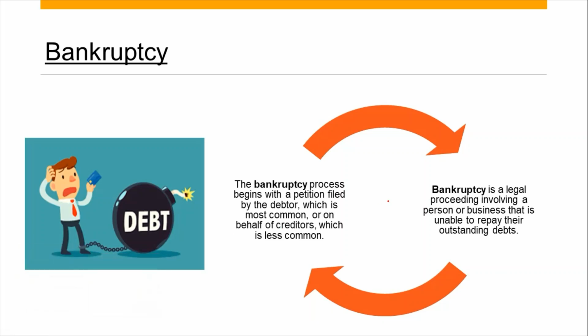So bankruptcy is a legal proceeding which involves a person or business that is unable to repay its outstanding debts. Of course, we'll talk in terms of the larger picture, the entire economy. So when a business is not able to repay its outstanding debts, that's when we declare it to be bankrupt, and bankruptcy is that legal proceeding that takes place when a person is declared bankrupt. It's a process that begins with a petition filed by the debtor.